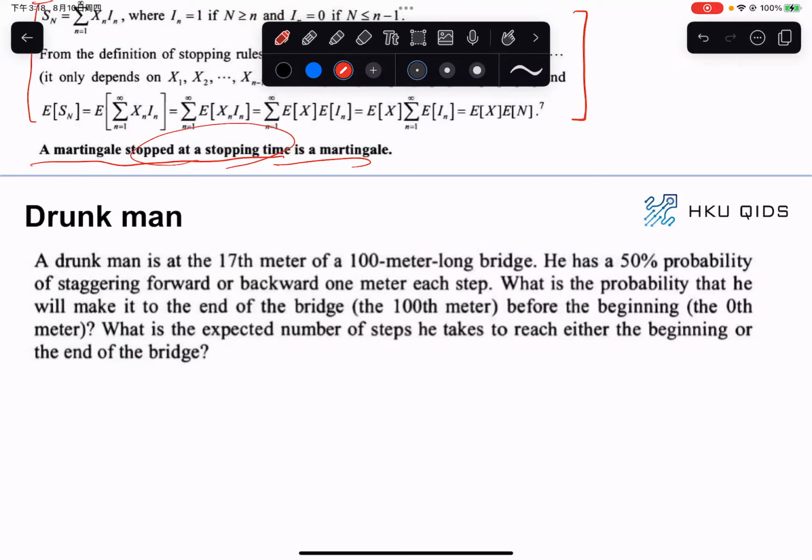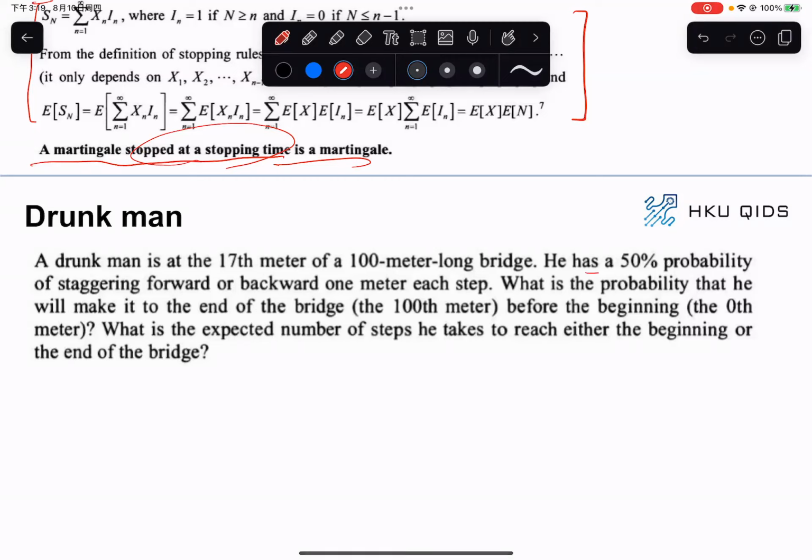The first question is the drunk man. A drunk man is at the 17th meter of a 100-meter long bridge. He has a 50% probability of staggering forward or backward 1 meter each step. What is the probability that he will make it to the end of the bridge before the beginning? And what is the expected number of steps he takes to reach either the beginning or the end of the bridge? So we can see he is currently at the 17th place, right?